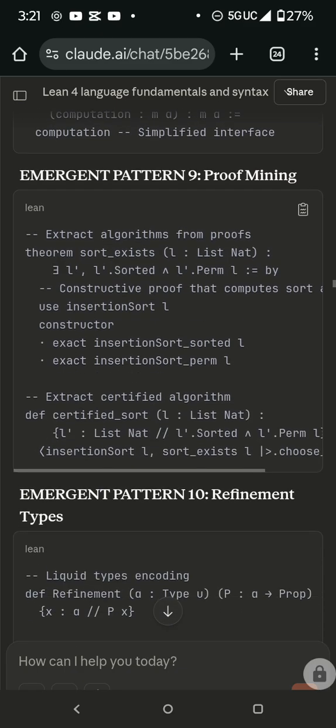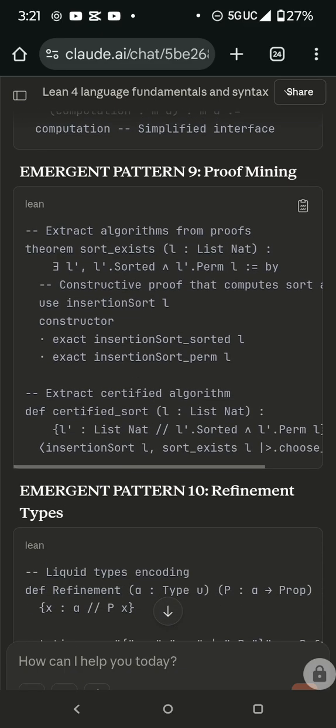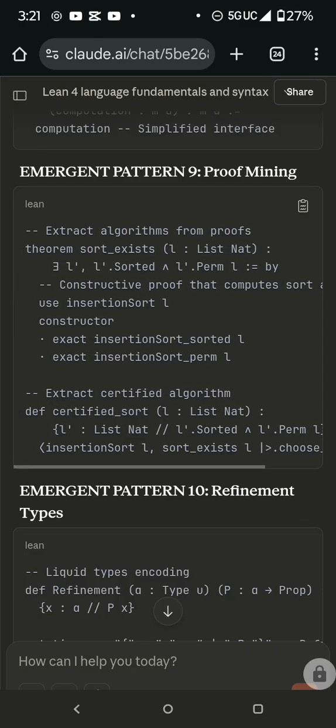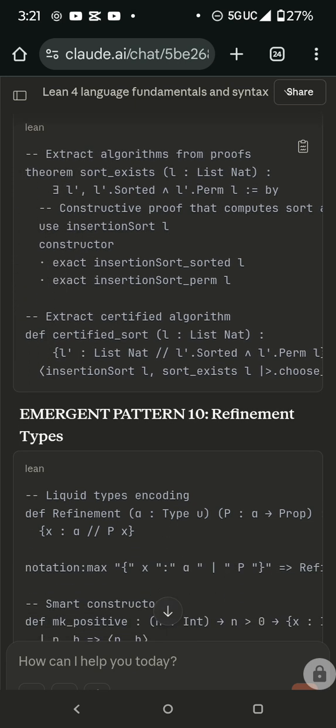Next, emergent pattern 9, proof mining. Another dream come true if realizable practically. Extract algorithms from proofs. Theorem sort exists. Something like this. Constructive proof that computes sort algorithm. Could this be true? Next, extract certified algorithm. Certify it. Wow.